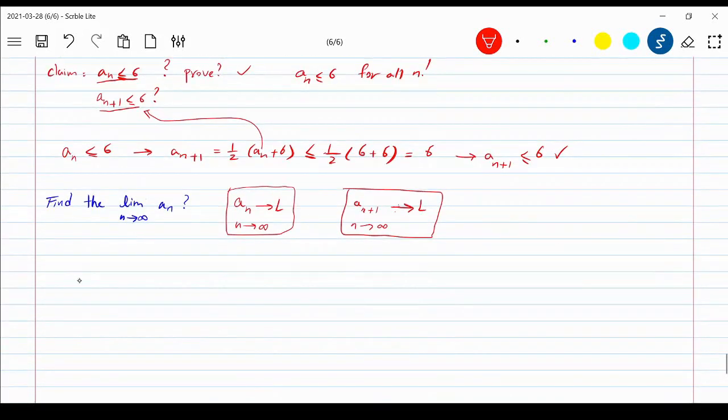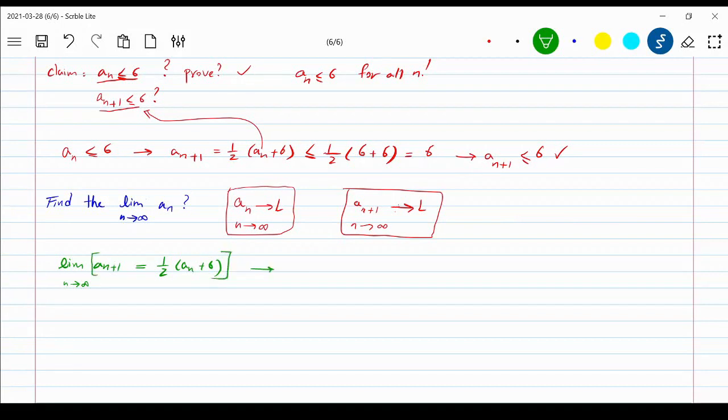So I can say in the sequence that we had, I'll write it, the limit of a_{n+1} was equal to the limit of 1/2 a_n plus 6 as n approaches infinity.